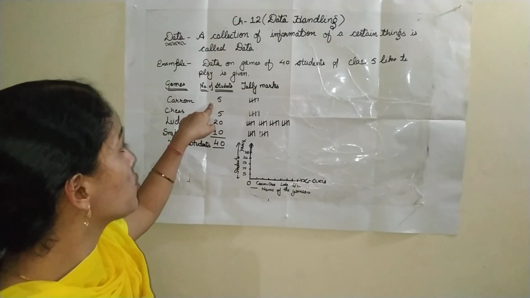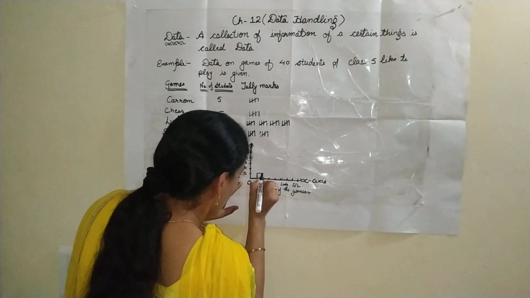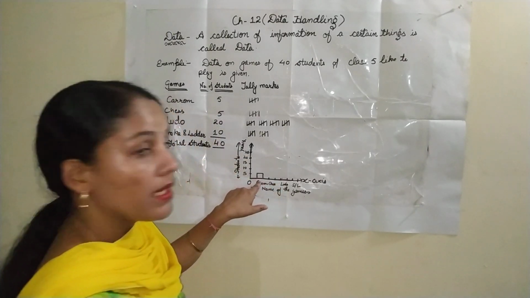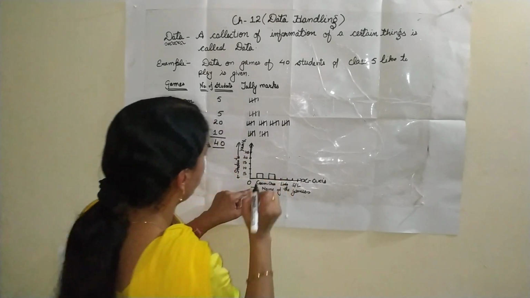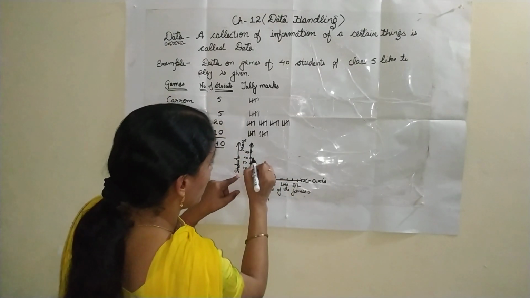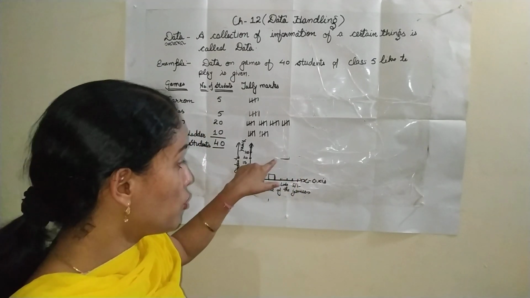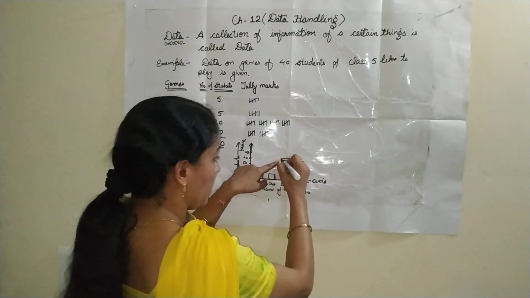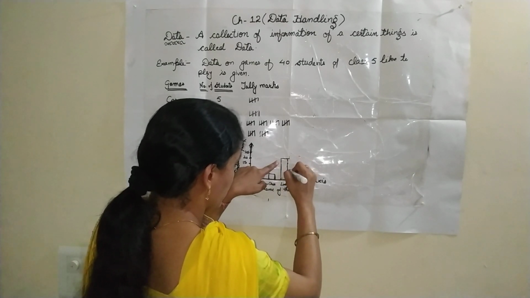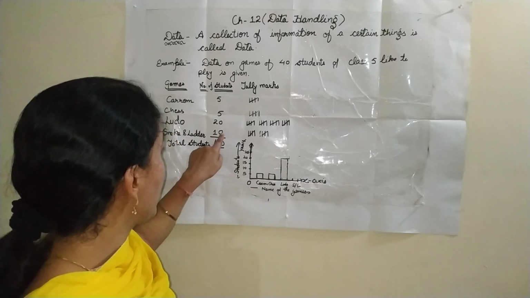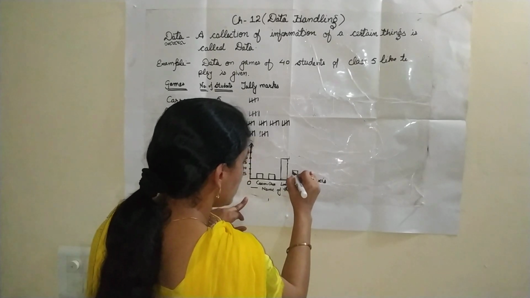Now how many students play carom? 5. So put a line of 5 here and make a bar. After that, for chess again 5. Then for Ludo 20. Where is 20? Put the line. You have to make this on graph paper, so you have to recognize the line properly. So make one more bar here. After that, snake and ladder of 10, so make a line of 10. So this is the bar graph.